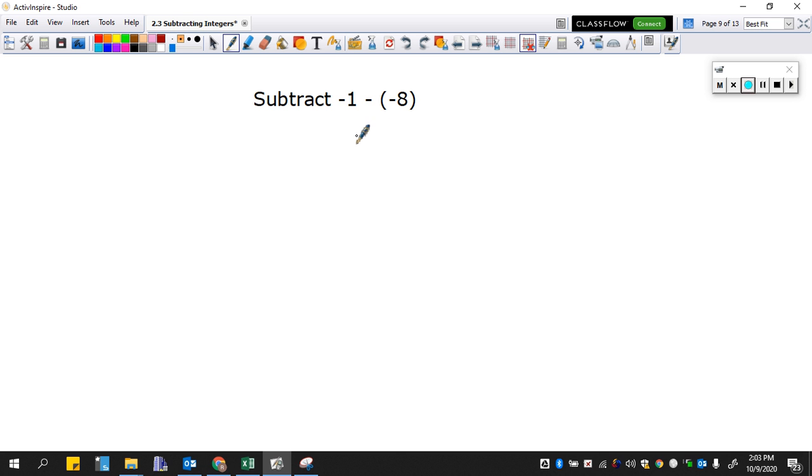Negative 1 minus negative 8. Keep, change. Keep the negative 1. Change the minus to a plus. Change the negative 8 to a positive 8. So once again, it's a negative and then a positive. So we have different signs, which means that we subtract.